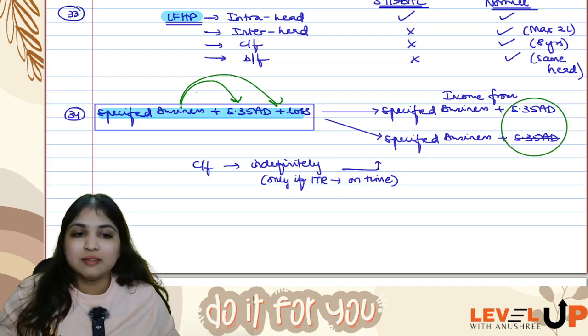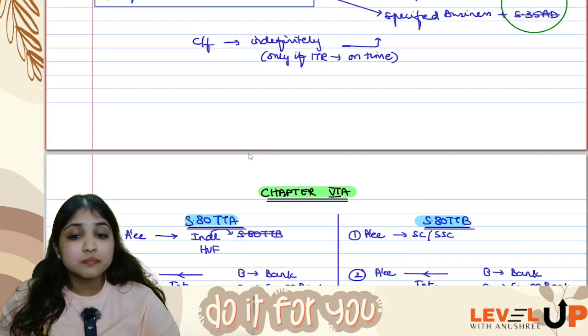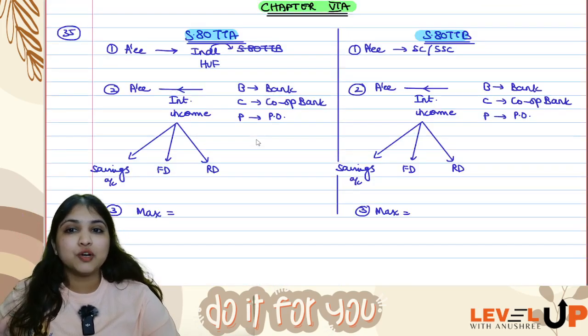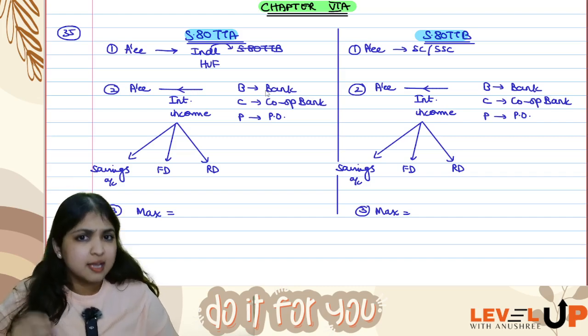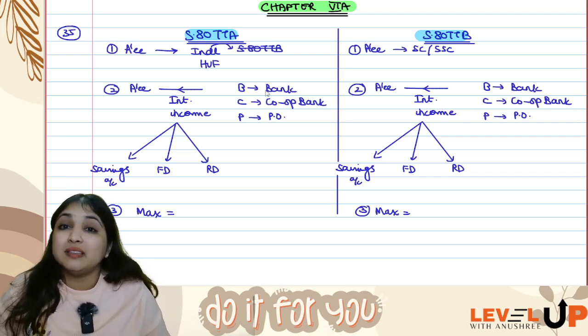Whether it is claiming 35 AD or not doesn't matter. Okay. Then coming to chapter 6A, first of all I am discussing with you the most important point in chapter 6A, 80TTA and 80TTB. Rarely do we find a question paper where this is not tested.